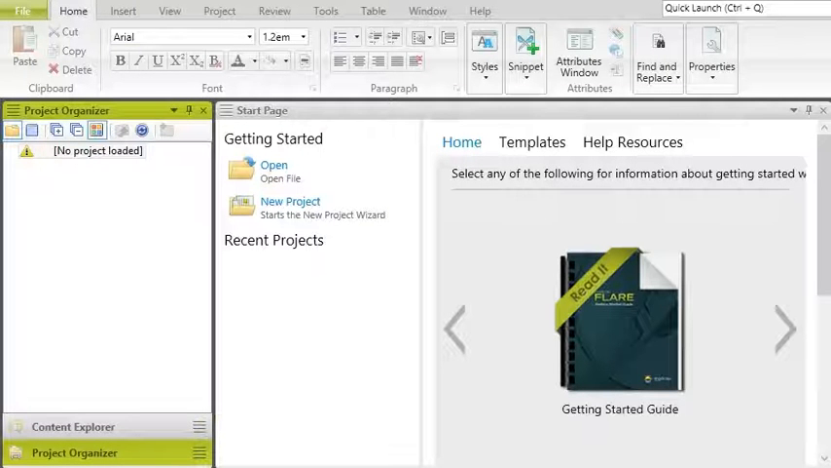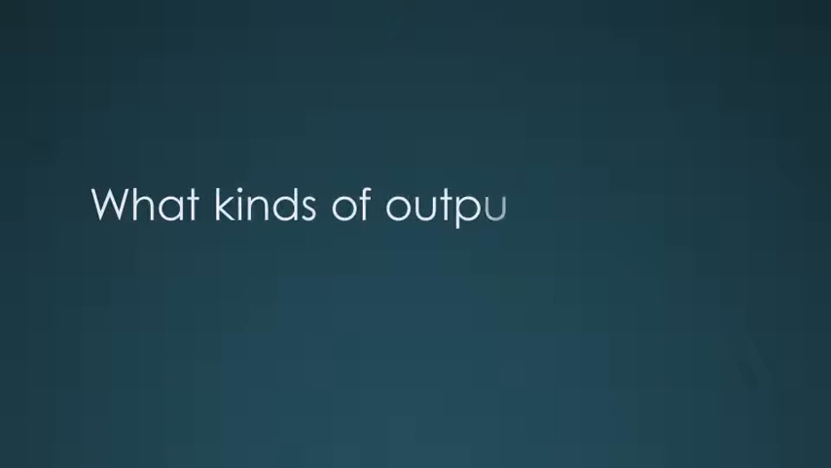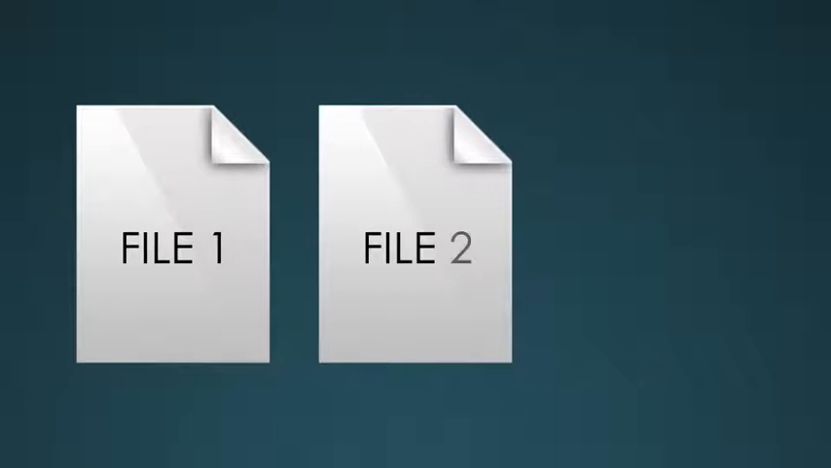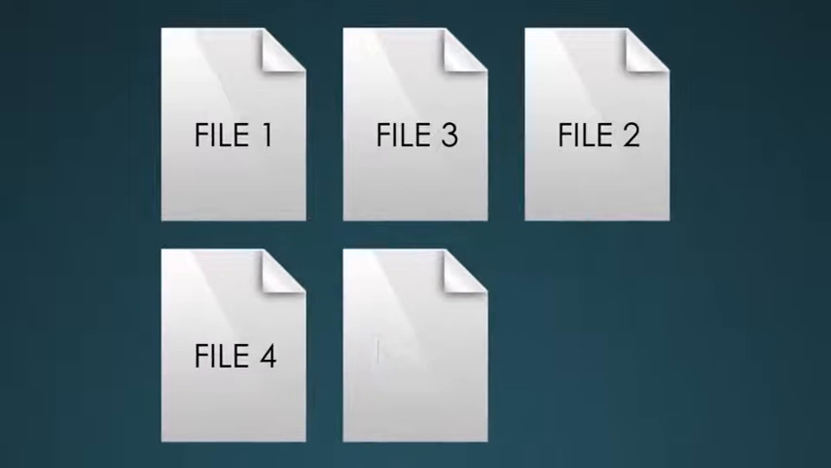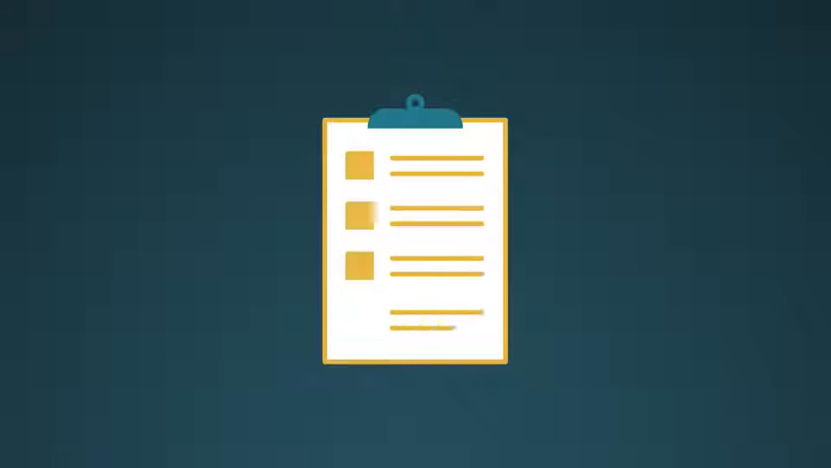The very first thing you'll do after you install and launch Flare is create a project. But before you even do that, you should take some time to decide exactly what you want to accomplish with your Flare project. What kinds of output do you want to create? Do you need online output, print output, or both? How many different versions of online and print output do you need? How will you name your files to keep things consistent and organized? What kinds of reusable content will you need? Will one author be working on the project, or will multiple people be involved? In other words, the more planning and preparation you do beforehand, the smoother your journey in Flare will be.